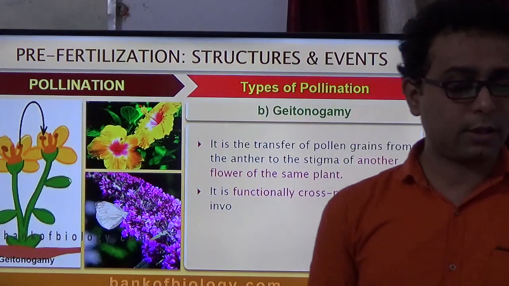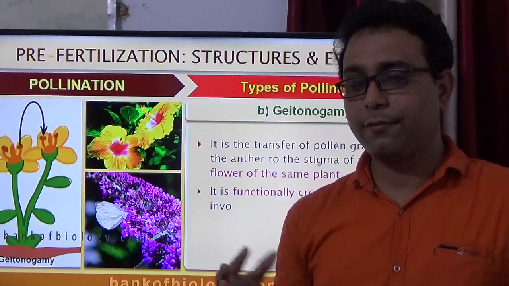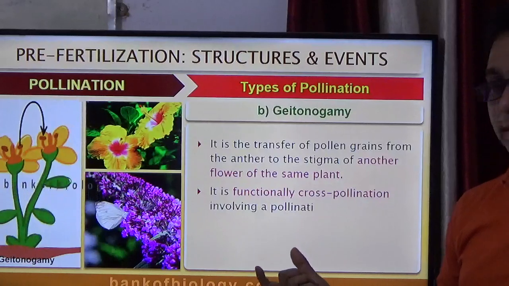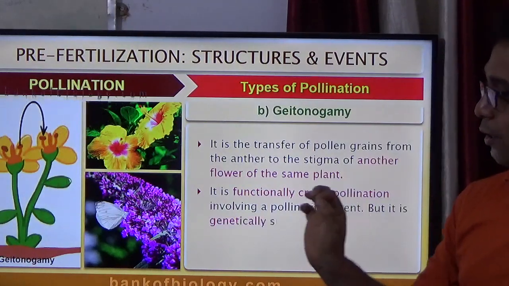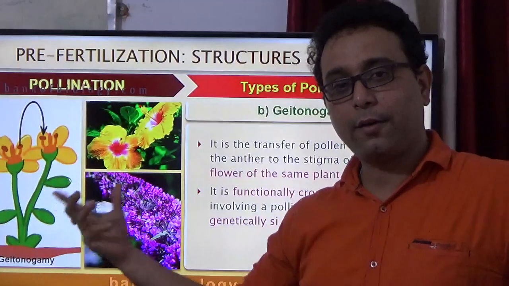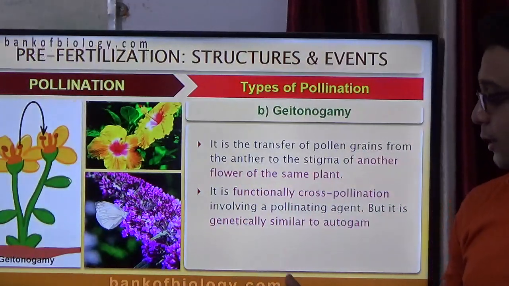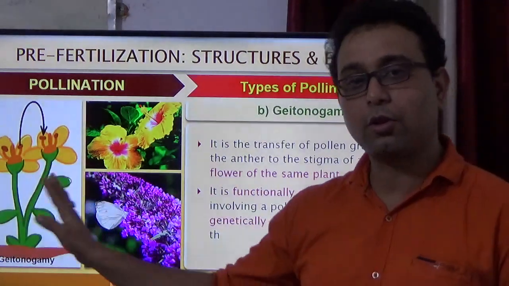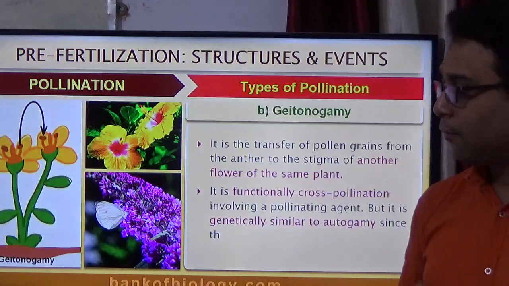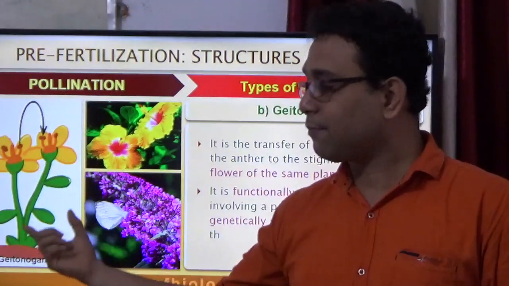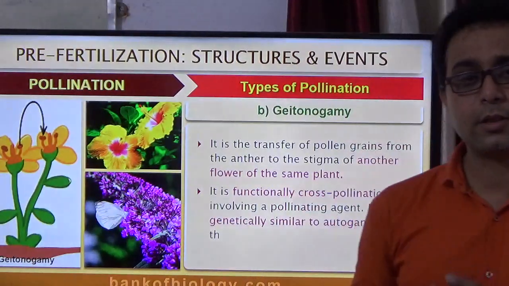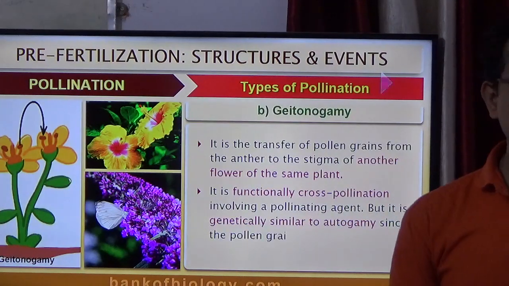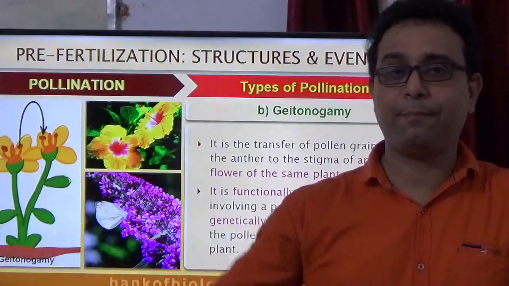Functionally it is cross-pollination. Why functionally cross-pollination? Because it happens between two flowers. But genetically, the two flowers are on the same plant, so they are genetically the same. So it is genetically similar to autogamy. Understand that clearly: because it involves two flowers it is functionally cross-pollination, but the flowers have the same genetic features because they come from the same plant, so it is genetically similar to autogamy, since the pollen grains come from the same plant.